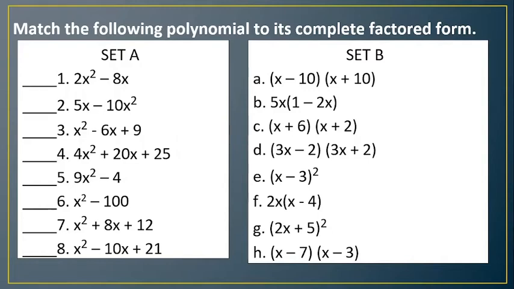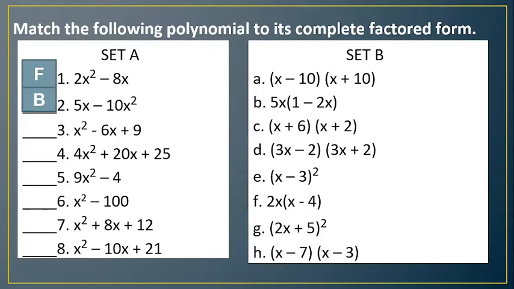Here's an activity in which we match column A with column B. We have to tell where the factors are for each quadratic expression. Let's start with number 1. That's F, the factor is 2x times the quantity x minus 4. We have to find the common monomial factor. Number 2 is also common monomial factoring. The common monomial factor here is 5x. Divide both expressions by 5x, and what's left inside is 1 minus 2x.